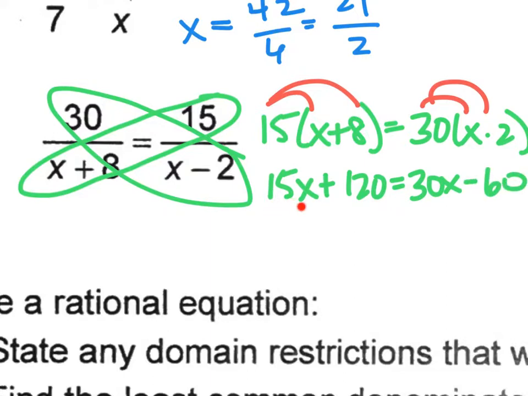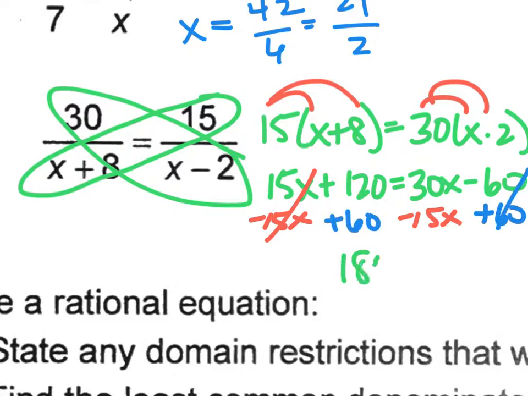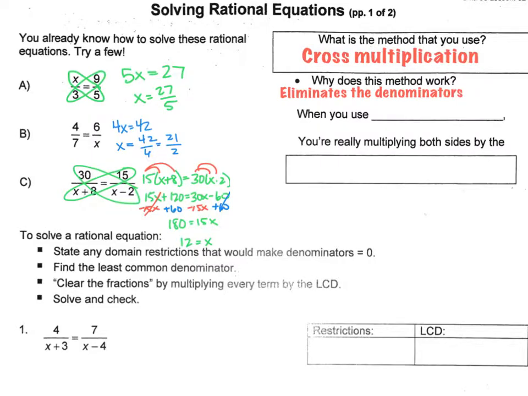And let's get our x values on one side of the equation and our constants on the other. Just to keep my x's positive, I'm going to subtract 15x from each side. And I'm going to add this 60 to get rid of that on that side. So I have 180 is equal to 15x. Dividing both sides by 15, I get that x is equal to 12. So yes, this method still works. If you were to plug a 12 back in for these x's, I guarantee you that this side would equal this side.